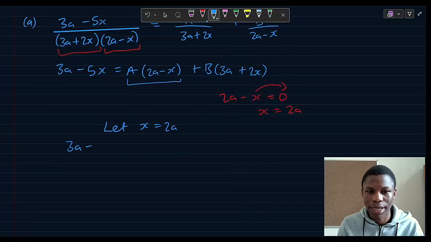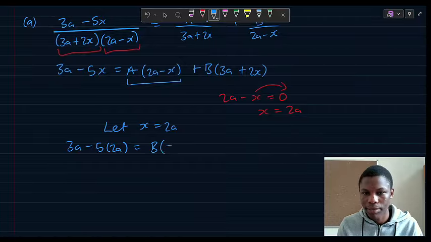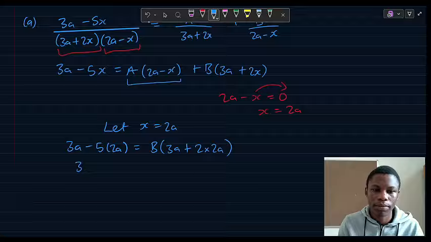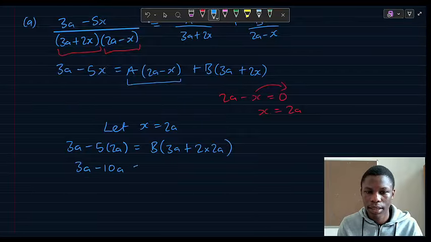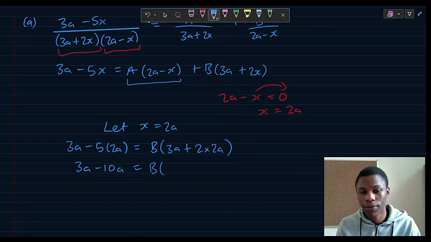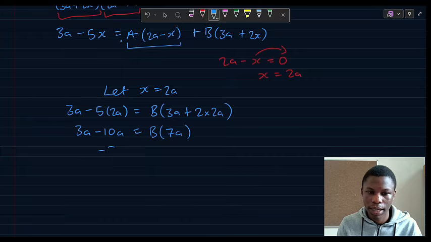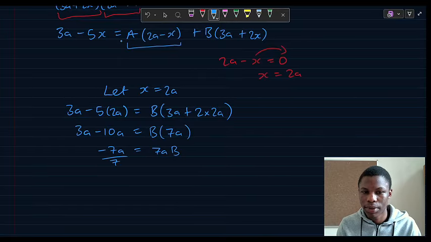So I've got 3a minus 5 times 2a is equal to b times 3a plus 2 times 2a. So I've got 3a minus 10a is equal to b times, I've got 3a plus 4a, which is 7a. And on the left, I've got negative 7a. This is equal to 7a b. Divide both sides by 7a, and so you have that b has to be negative 1.